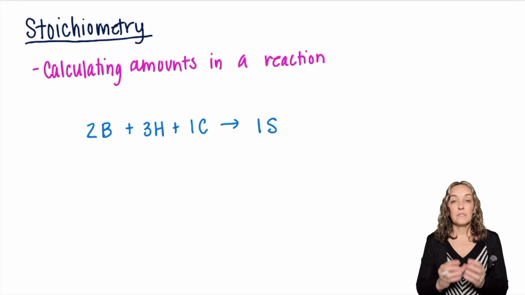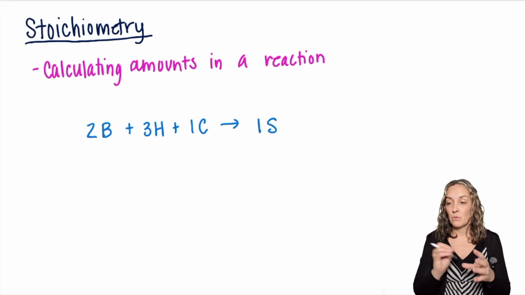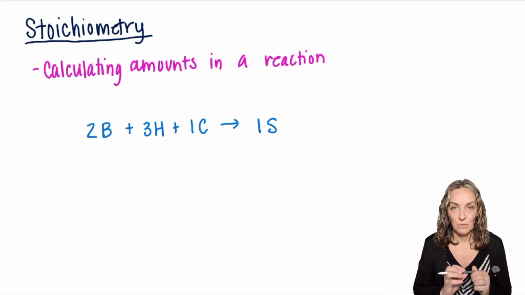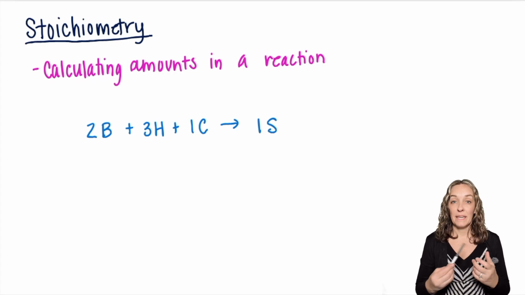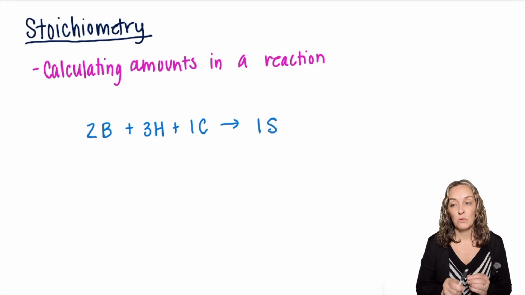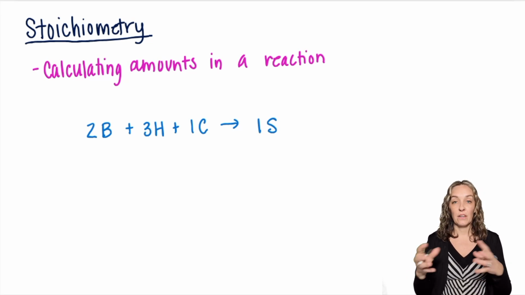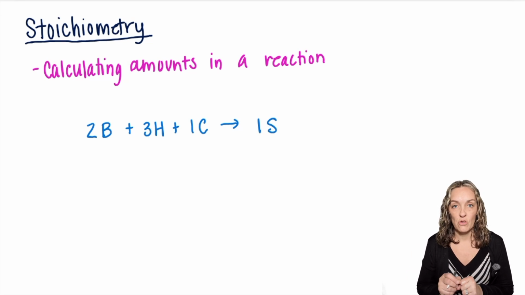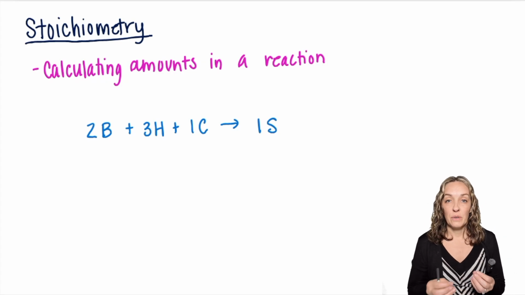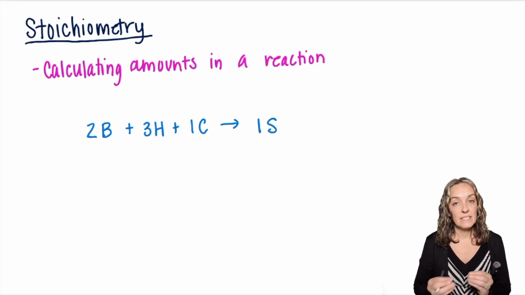Before we start with chemical equations, let's start with something that we're all familiar with, a recipe. So today, instead of focusing on reactions, we're going to start by focusing on ham sandwiches. Let's say that we are making a ham sandwich and the recipe calls for 2 pieces of bread, 3 pieces of ham, 1 piece of cheese, and together all of those make one sandwich. So what we are going to do is calculate the amount of ingredients that we need based on the recipe that we have.